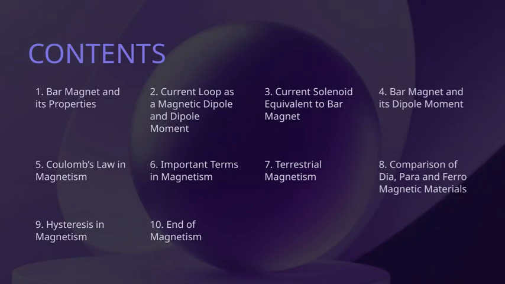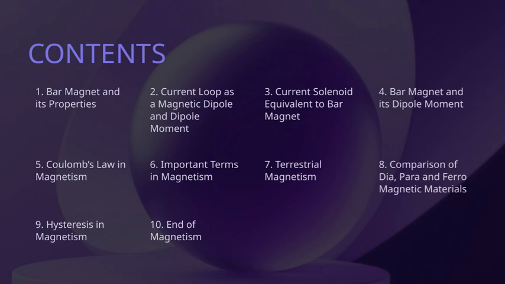Let's begin by examining the comparison of dia, para, and ferromagnetic materials. These materials differ significantly in how they respond to magnetic fields, which is crucial for many applications. Diamagnetic materials are repelled by magnetic fields, whereas paramagnetic materials are weakly attracted. Ferromagnetic materials, on the other hand, are strongly attracted and can retain magnetization even after the external field is removed. Understanding these differences helps us select the right material for specific magnetic purposes.